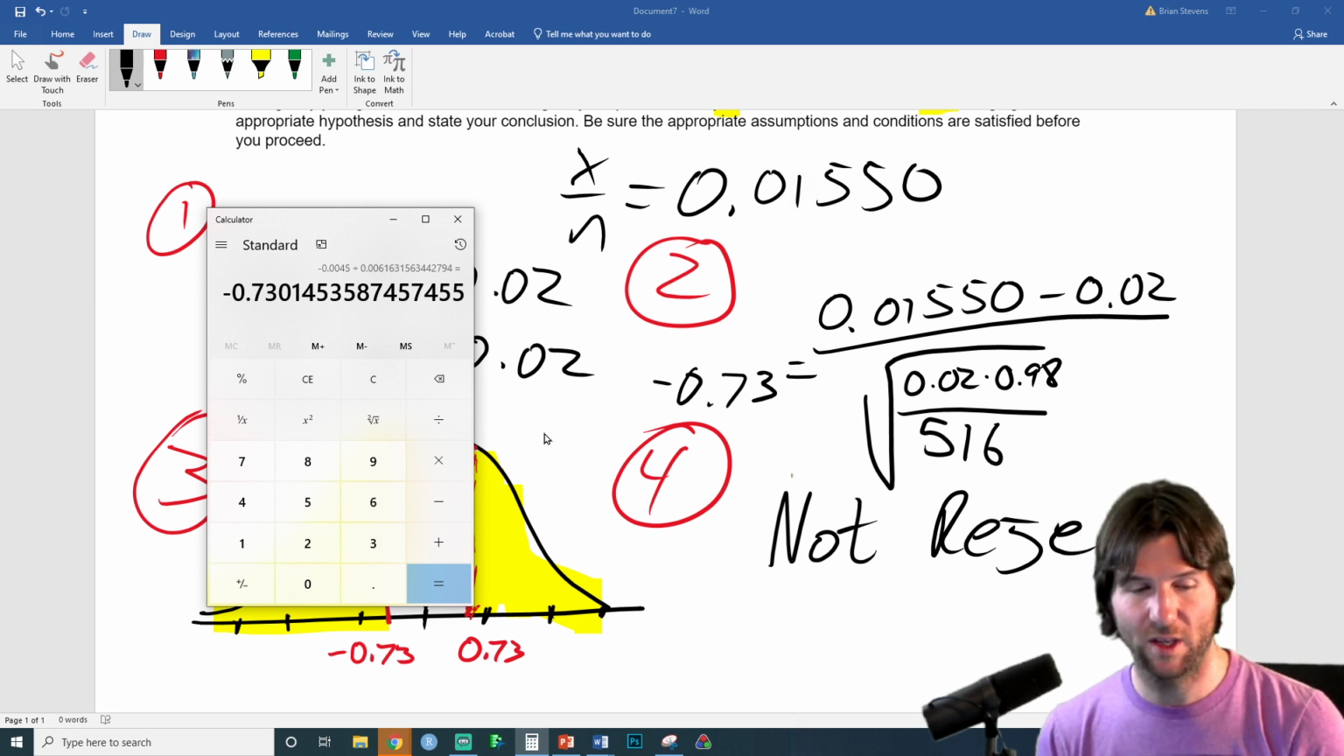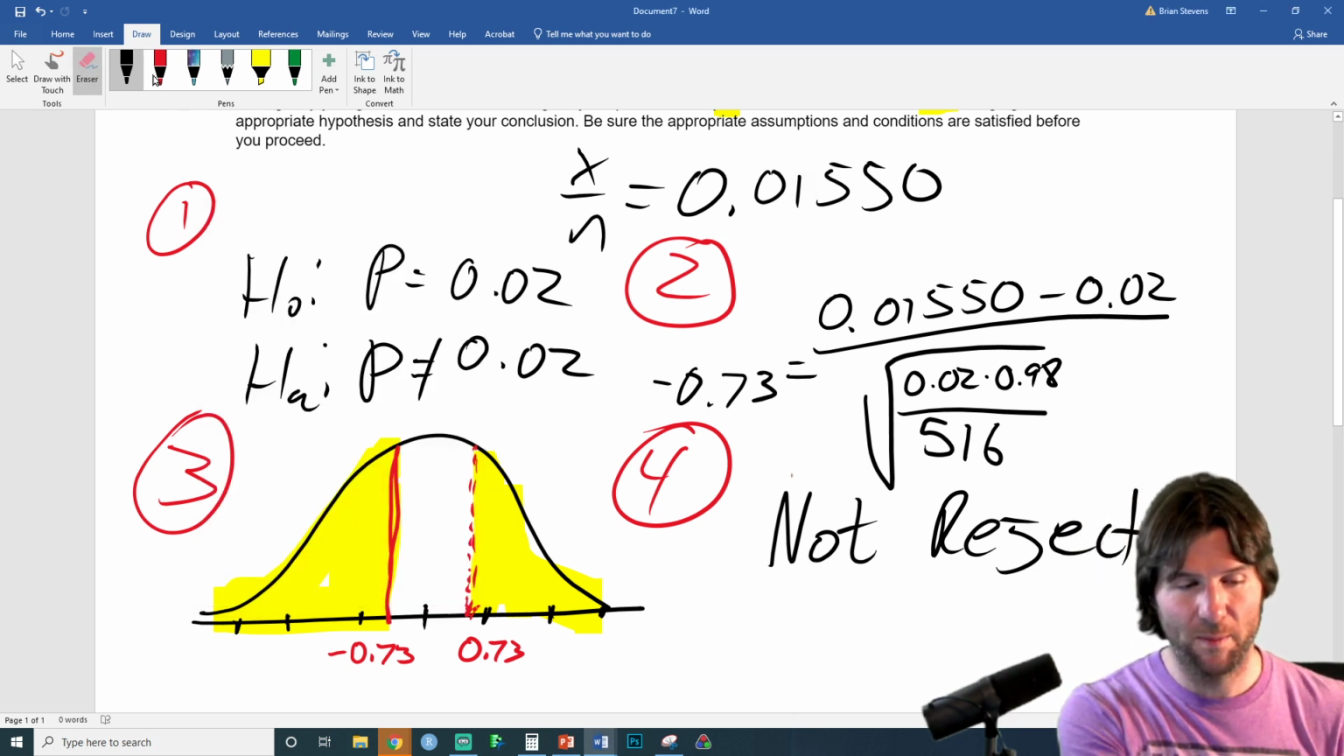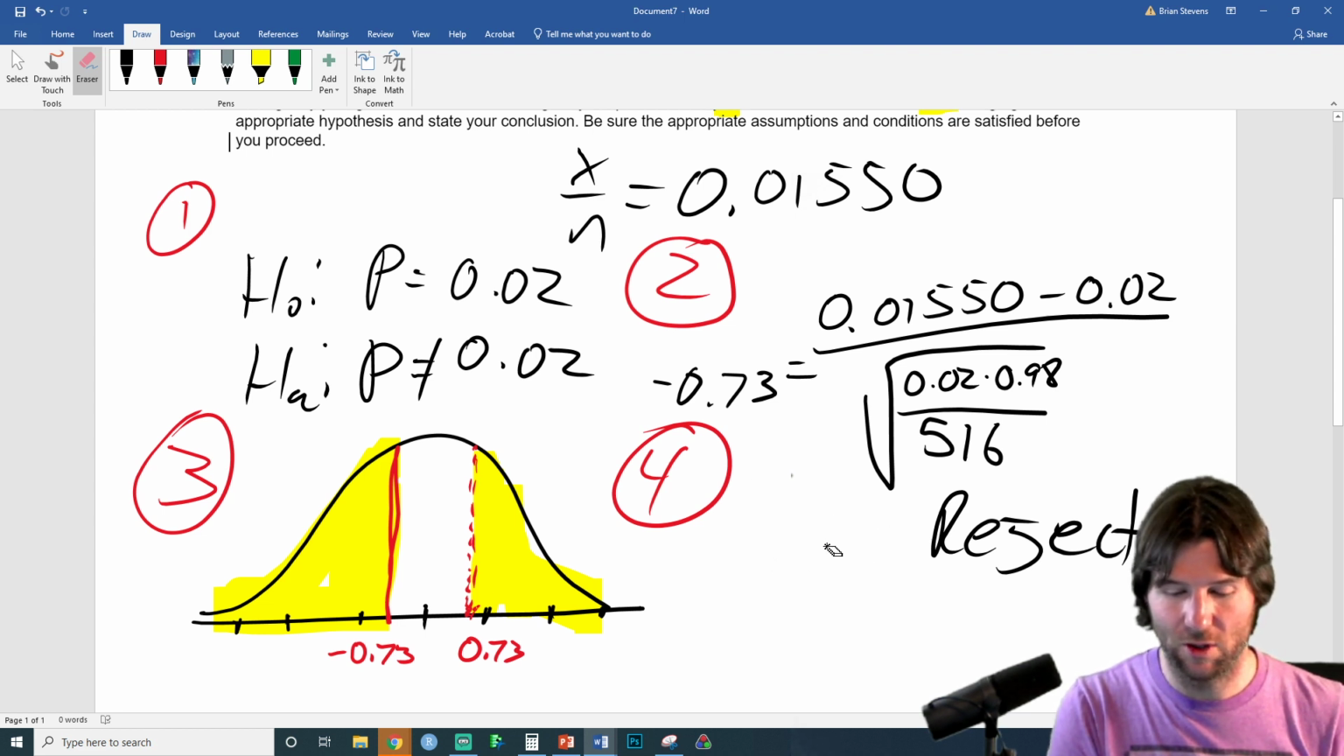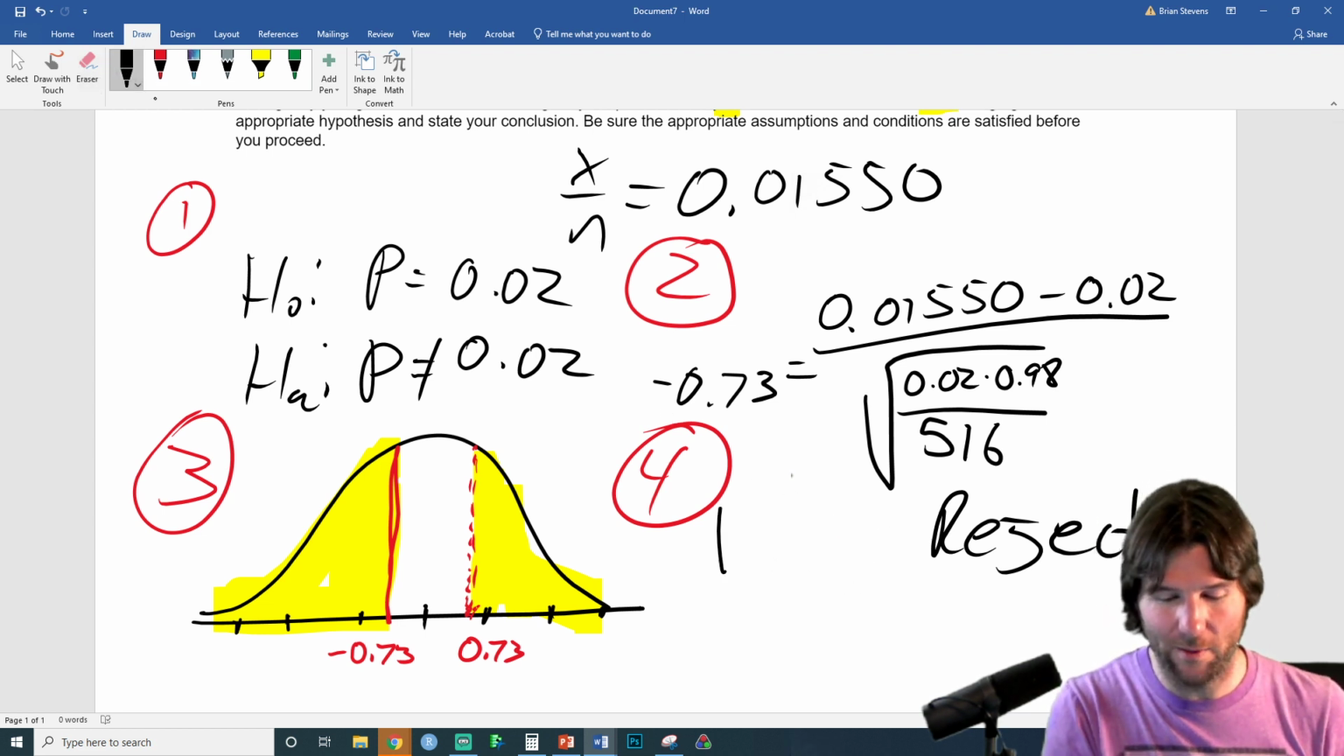Bingo, fail to reject is another way of saying it. Sydney, 5 million points, mega points right there. I like that you said that. It's a more classical way. I like not reject.